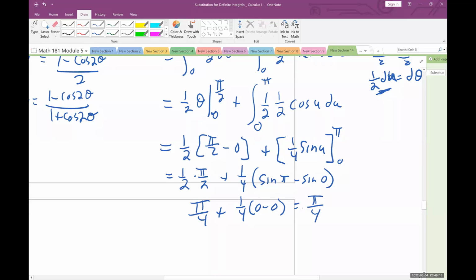Anyone know what 0 minus 0 is? Zero. It's funny because in calculus, we've done so much stuff with L'Hopital's rule and all that. I'm not quite sure anymore what 0 minus 0 is. We have to take a limit, right? No, it is 0. Okay. So 1/4 of 0 is 0. So the answer here is just pi over 4. That's it.